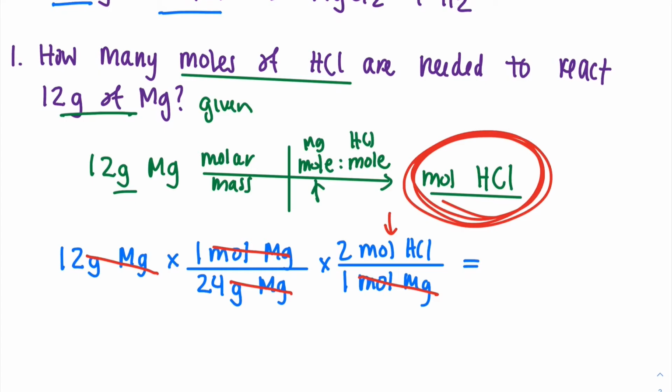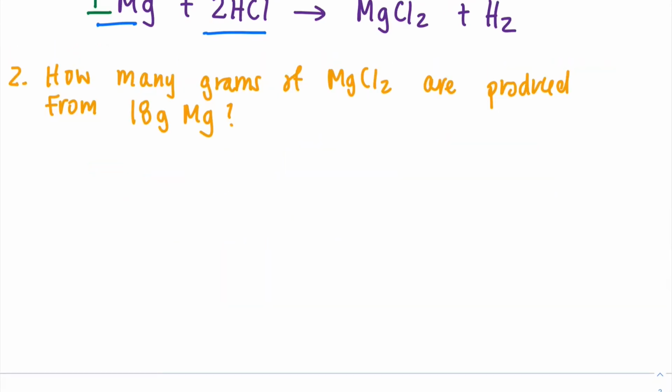Next step, I'm going to snake my way through. 12 times 1 divided by 24 times 2 divided by 1. And if I do all this work, I'll end up with 1 mole of HCl. And that's my answer. Now I'm going to show you one more.